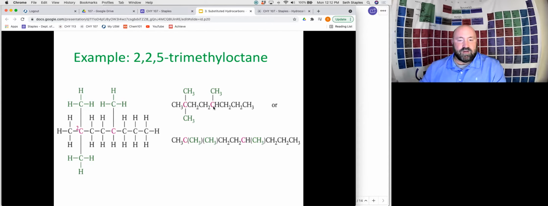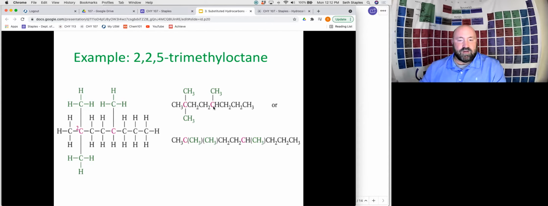We might also draw it like this. And so there's the CH3 and the CH3 coming off our 2nd carbon in parentheses. Here's the CH3 coming off our 5th carbon in parentheses. And so that's just how we would draw the condensed structure. If we're drawing a skeletal structure of this one, then that would simply look like this.